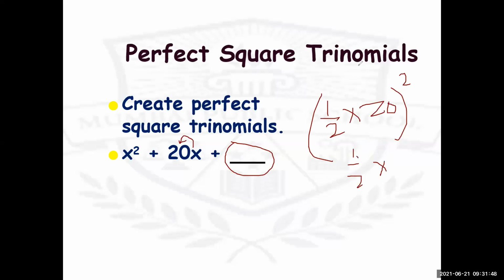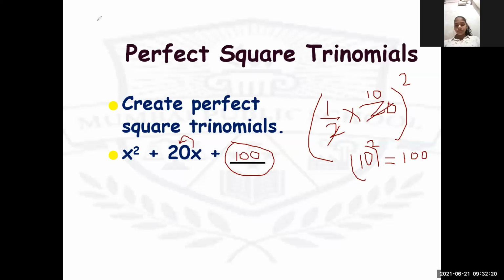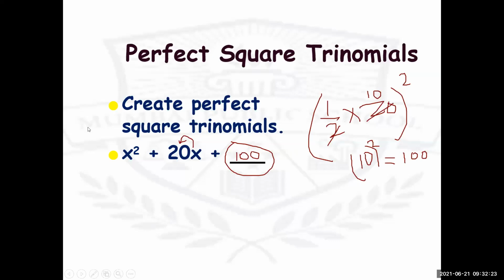Half of 20 is what? 10, because 2 and 20 get cancelled, and you'll be left with 10. So 10 square. What is the value of 10 square? It is 100. So you're going to put 100 over here. So x square plus 20x plus 100. Is this clear to all the students?